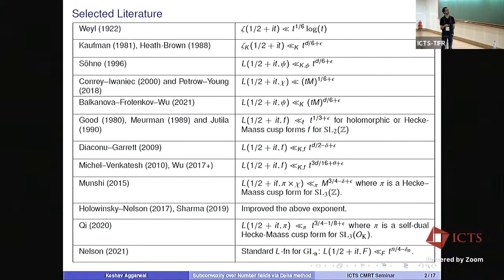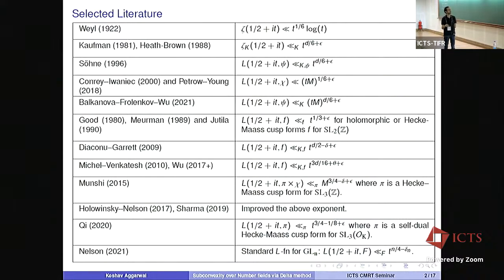That was improved by works of Holowinsky and Nelson, and subsequently by a result of Prahlad Sharma, who was looking at GL3 cross GL2, GL1 twist of GL3 cross GL2 L-functions. So again, these are the story over rational numbers, but one result that I have not mentioned is this result of Acharya, Kumar, Mathi and Singh that I'll reference later. They essentially used the techniques of Munshi for the GL2 setting, and they were able to get a Weyl-type bound. So I'll talk about that later.